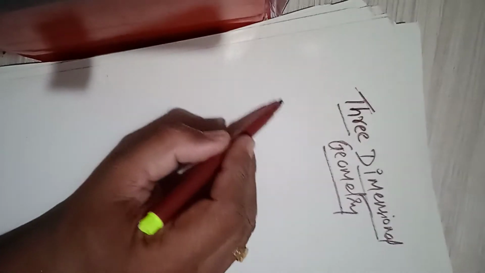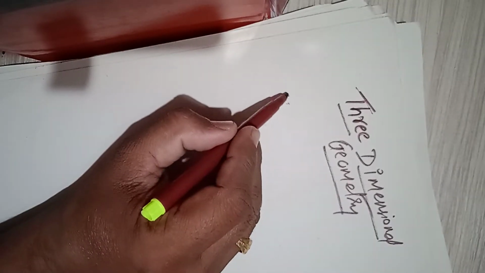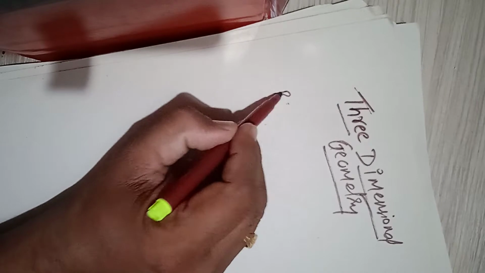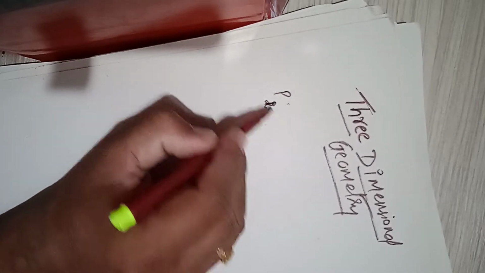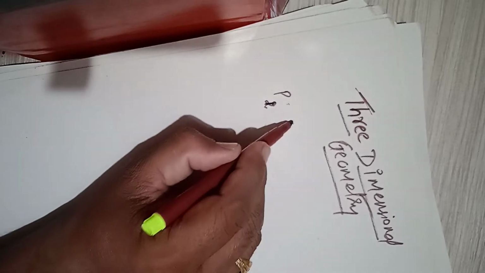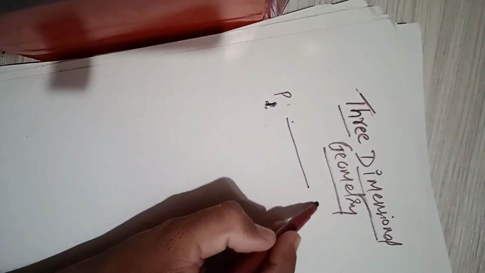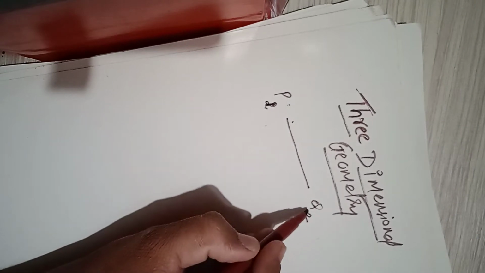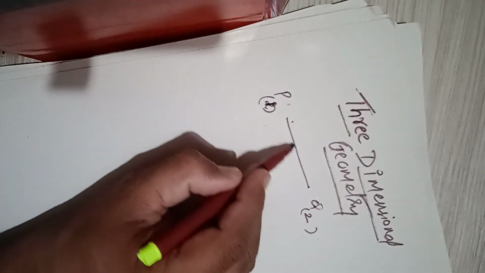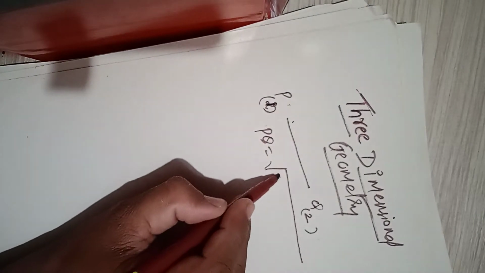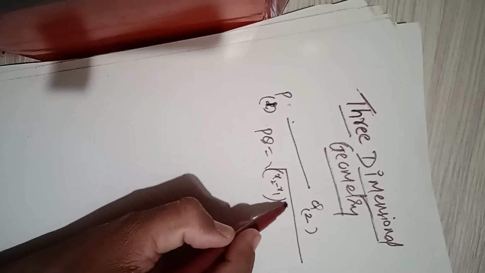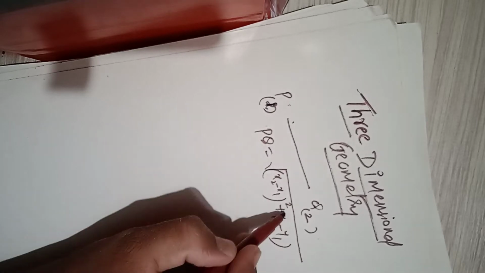11th. In the standard 11th, we have studied the distance between 2 points in the Cartesian coordinate system. Suppose P has coordinates x1, y1, z1, and Q has the coordinates x2, y2, z2, then the distance PQ can be calculated using the distance formula: square root of x2 minus x1 whole square plus y2 minus y1 whole square plus z2 minus z1 whole square.